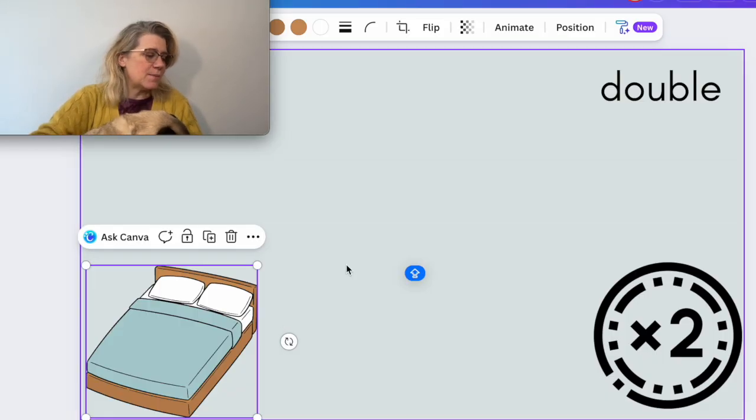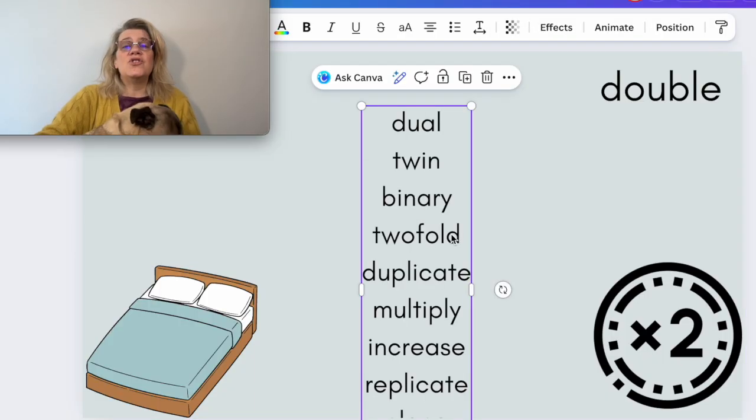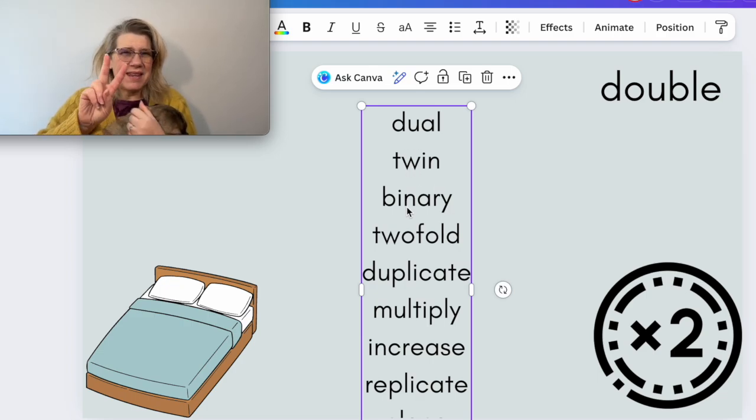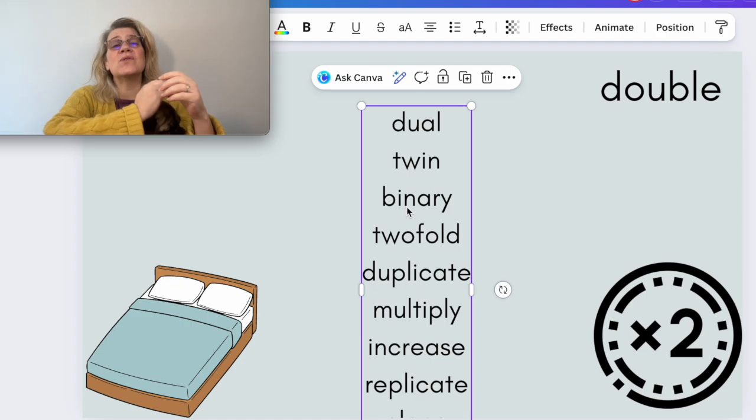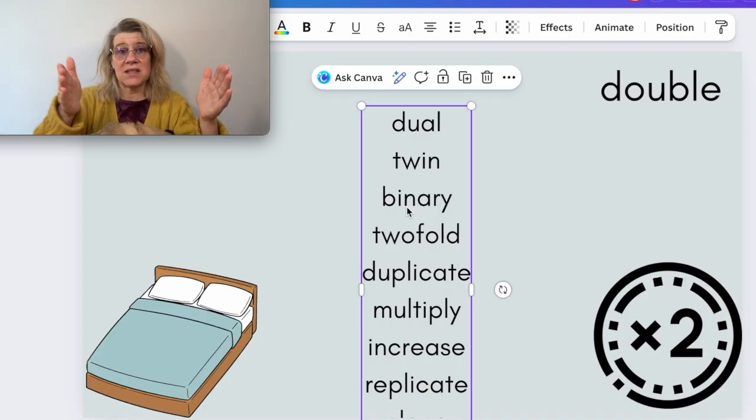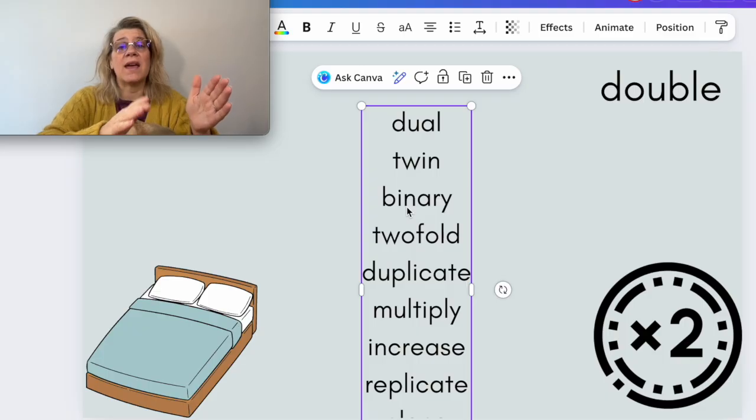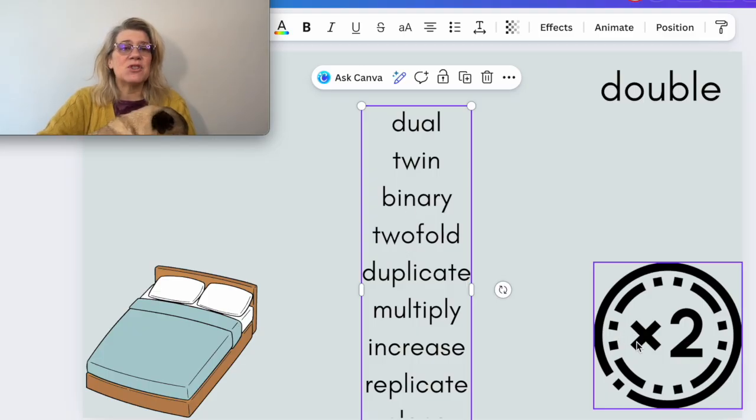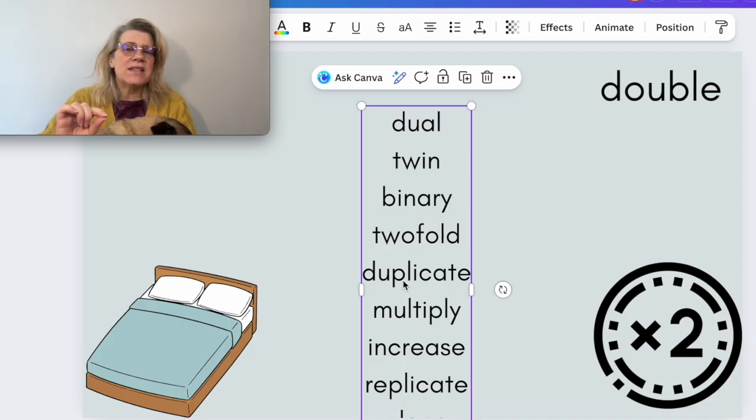Some other synonyms for double are dual, twin, but not in beds. Binary, meaning there are two opposing sides. If something is very binary, you have it this way or you have it this way. There's not a third way. Twofold is the same as times 2. Duplicate. If this is an adjective, you say duplicate. I want it in duplicate.